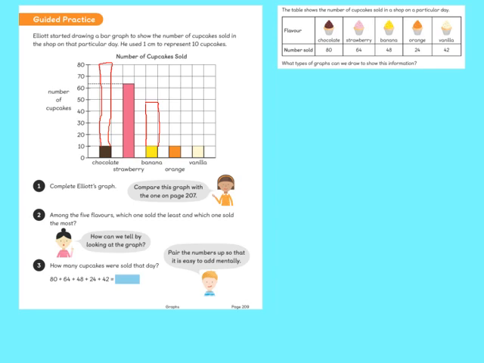Okay, so have a go at drawing on orange and vanilla, and then we have some questions to answer underneath. The first one is, among the 5 flavours, which one sold the least and which one sold the most? And then we have to work out how many cupcakes were sold that day. That's going to be adding up all of the amounts of cupcakes sold together, and that will give you the answer. So have a go, and then we'll have a look at the answers together.